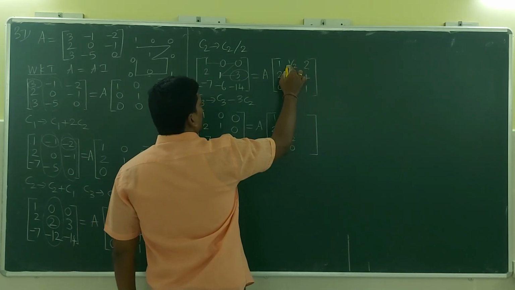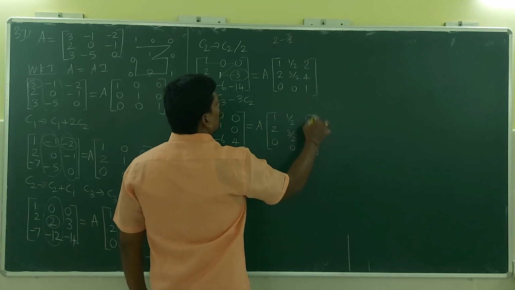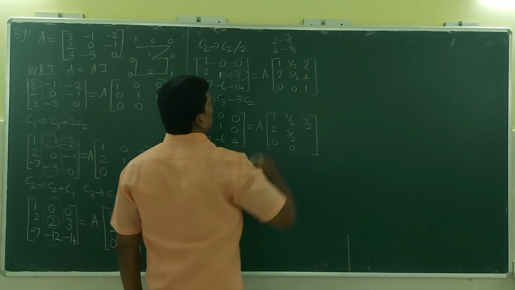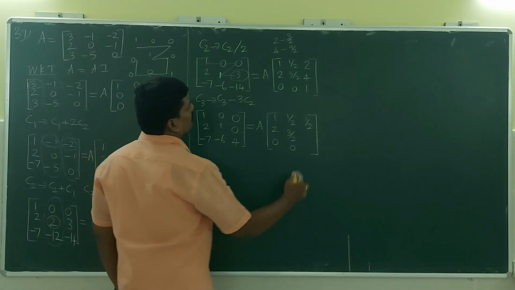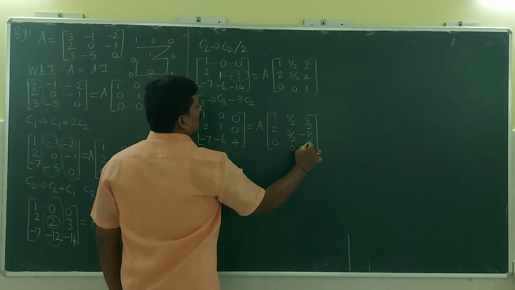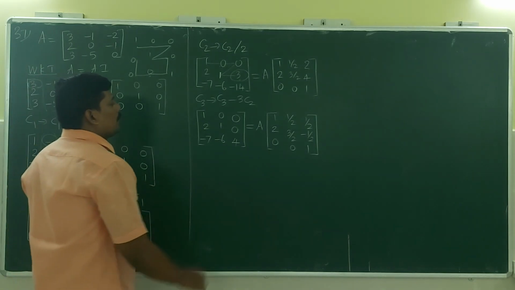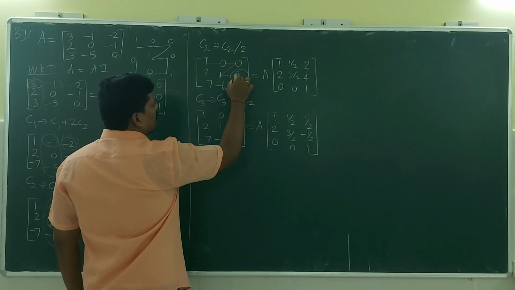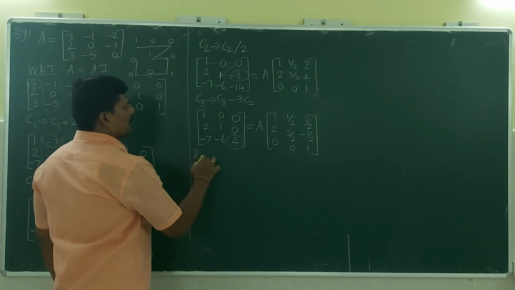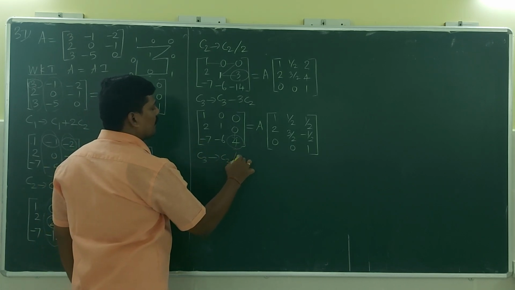2 minus 3 by 2, which is nothing but 1 by 2. 4 minus 9. Then 1, 0, 1. Here 1 minus 3 is 1. Now according to the pattern, we have to go here, and the target is 4. It's very simple. Column 3 implies column 3 by 4.